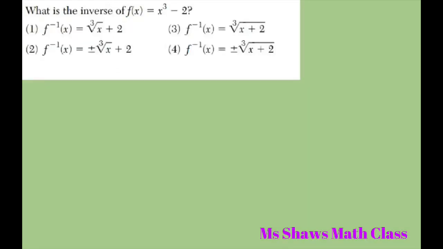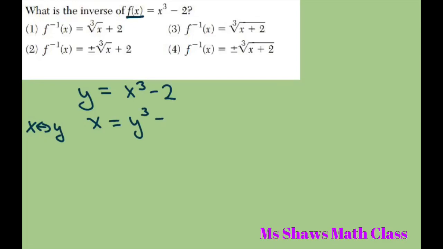One with this one. So the first thing I'm going to do is change that to y. Second step, I interchange my x and my y's. So I get x equals y cubed minus 2. The next step is to solve for y. So I'm going to add the 2 to both sides.